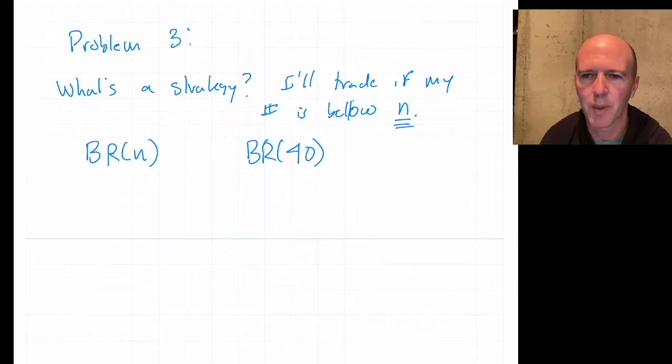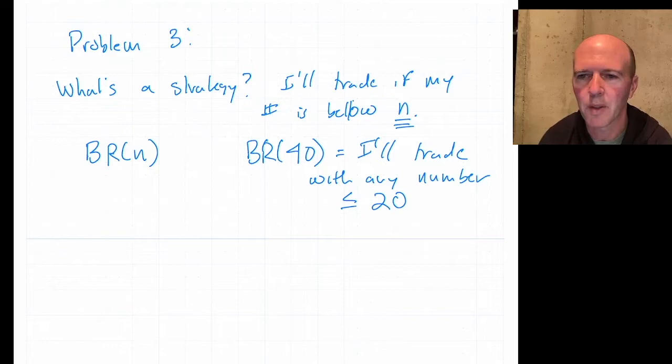So would I trade if my number was 10? Well, definitely. If they were going to trade all their numbers from 1 to 40, then trading with 10, I'm likely to get better. What you see is everything is split. If I knew they were going to trade everything from 40, then what I expect to get is 20. So the best response to strategy 40 is I'll trade with any number less than or equal to 20. If I have 10, it's a good deal. I've got 30 different numbers that could be better than it, and only 10 that are the same or worse.